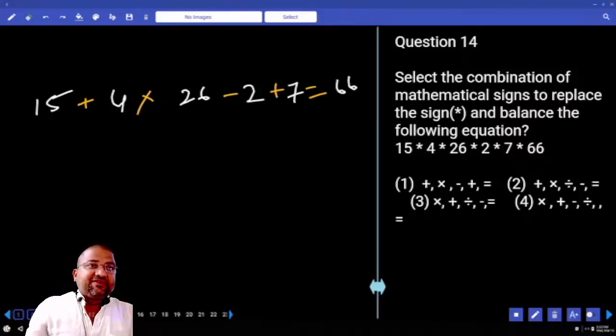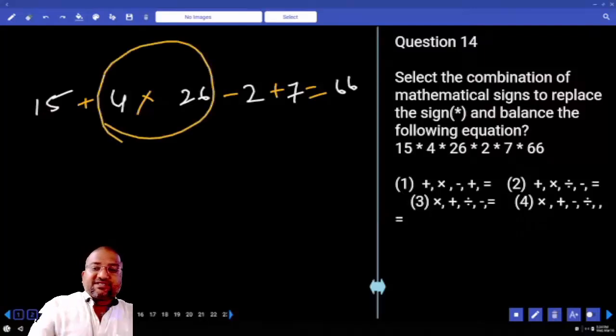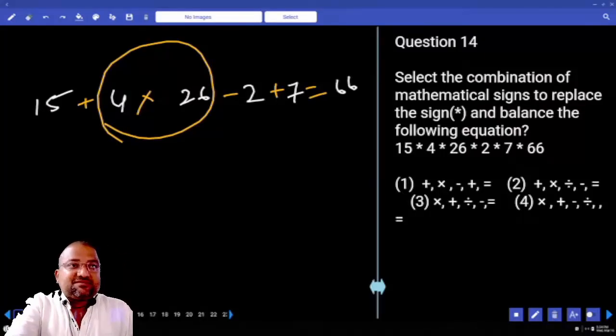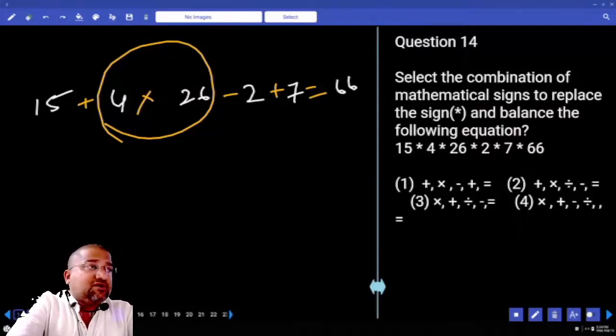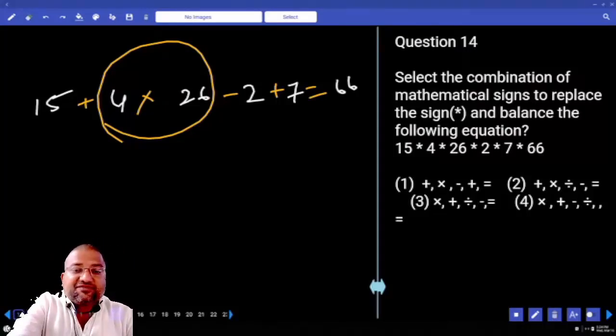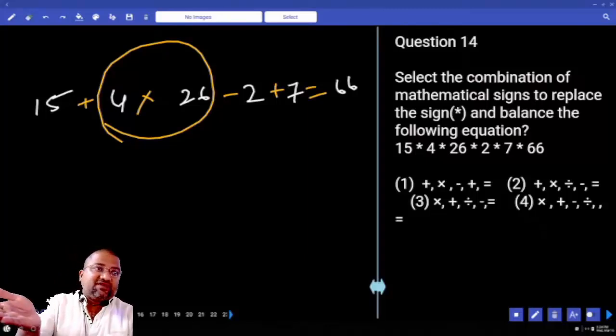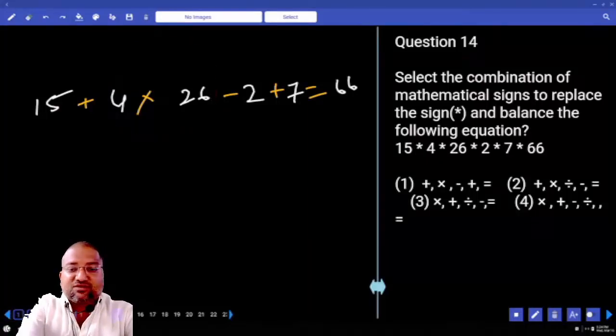There is no division. We have only multiplication. Right? 4 into 26, what is 4 into 26? 104. 104 plus 15, 129. And will these small numbers give us 66 as the answer? No. This cannot be my answer. Next is what?